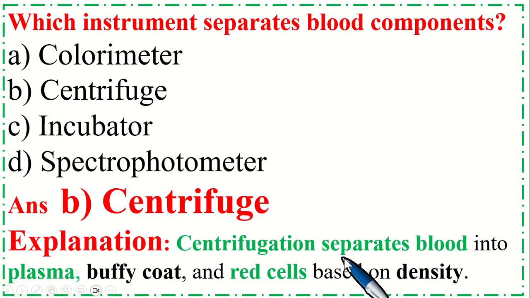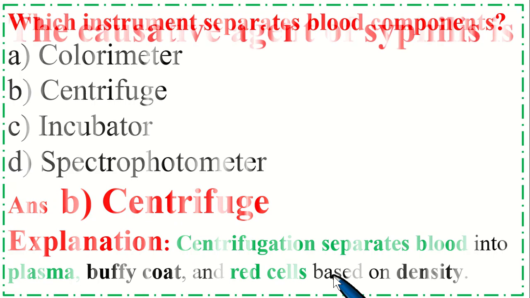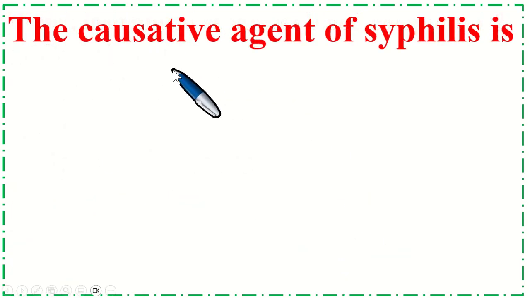Explanation is: centrifugation separates blood into the plasma, buffy coat, and red blood cells based on density. So this is very important MCQs.